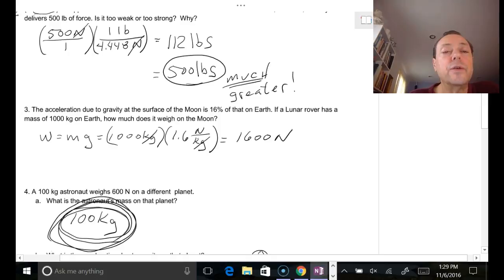So if the acceleration due to gravity on the moon is 16% of that on Earth, if a lunar rover has a mass of 1,000 kilograms on the Earth, how much does it weigh on the moon? Weight is mass times gravity. The mass times the acceleration due to gravity is the weight.